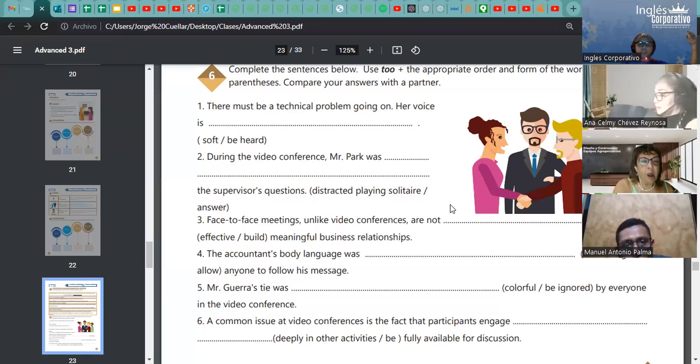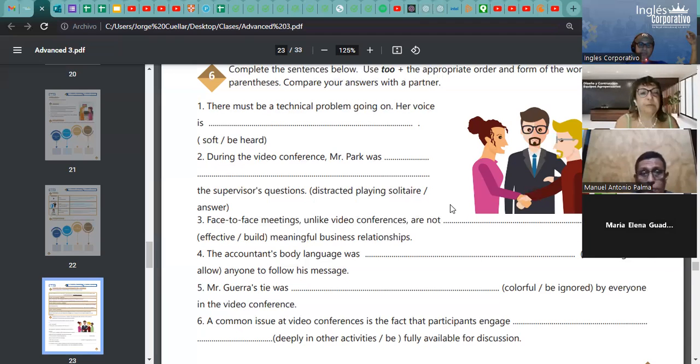Number four, who wants to share number four? Me, teacher. Okay. The accountant's body language was too distracting to allow anyone to follow his message. Very good, perfect. That happens. People sometimes move a lot, right?